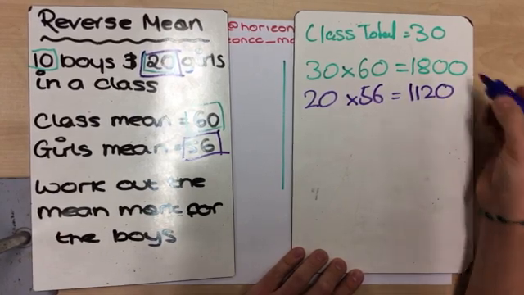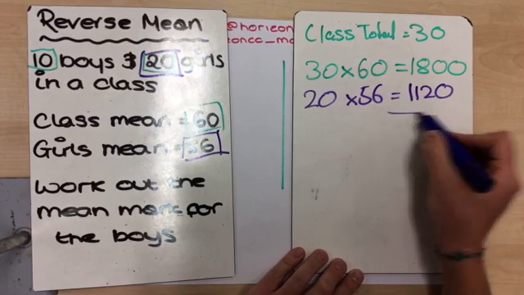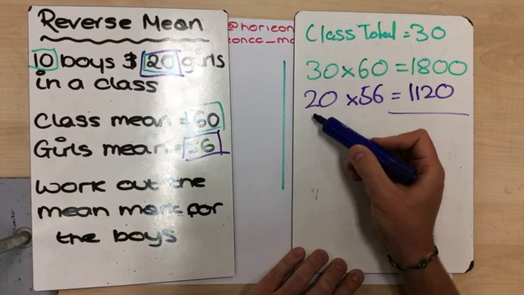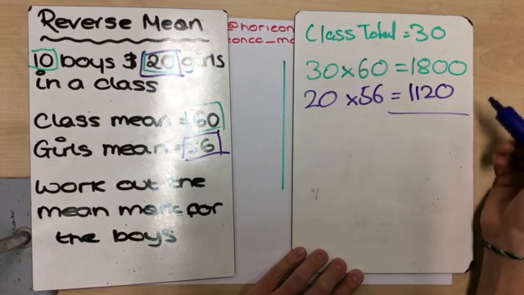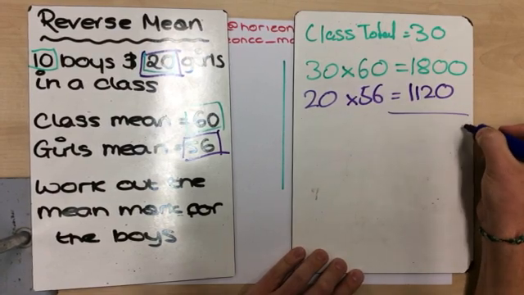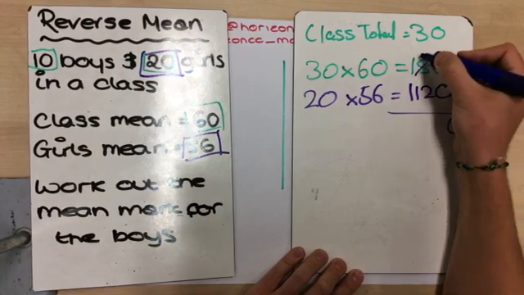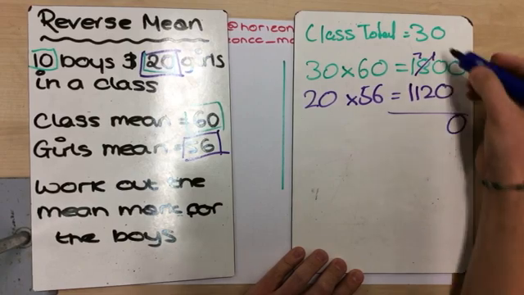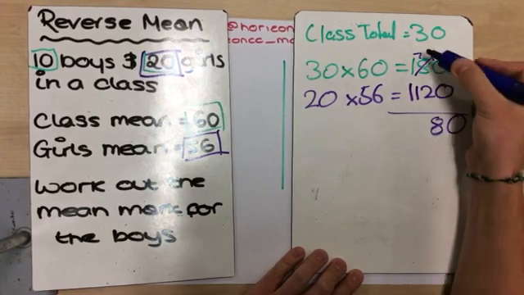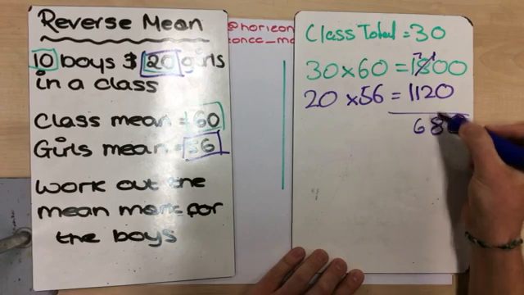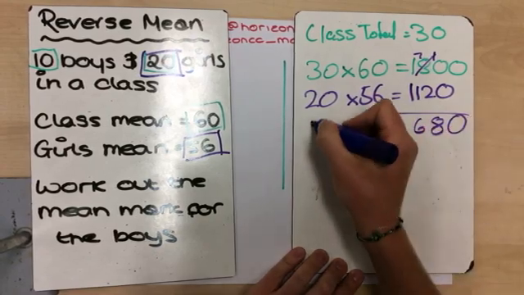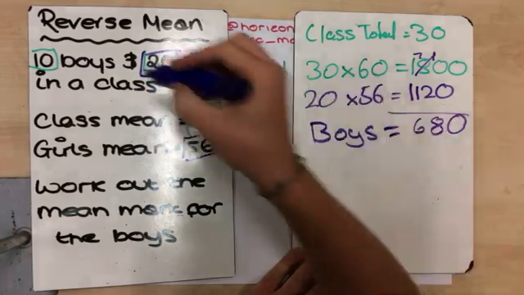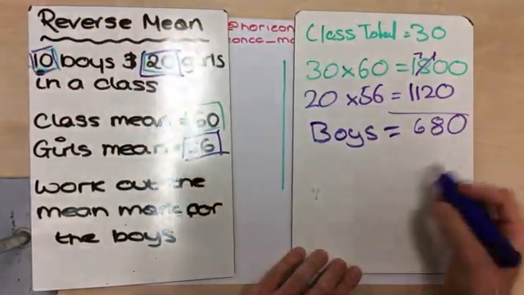When I know the girls and I know the class total, it's just a case of subtracting. I have 1,800 for the full class. 20 of the girls are scoring 1,120 between them. If I do the subtraction, I'm going to get a 0 here, so I will borrow. 10 subtract 2 gives me 8. 7 subtract 1 gives me 6. So the boys' total was 680.